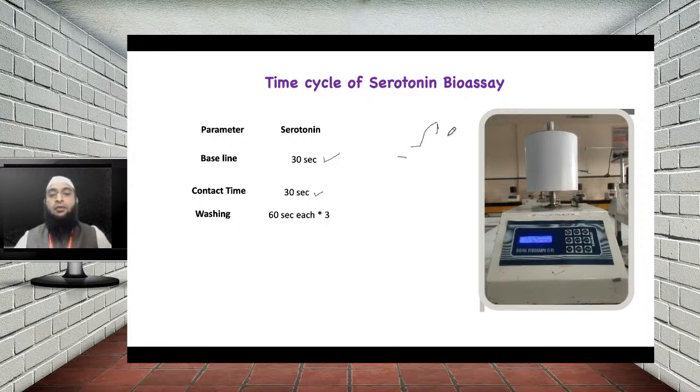Whenever you give each washing, you can see the reading coming down, and by the third washing it may come to the level where you started the experiment. So it will come to the baseline. The moment it comes to the baseline, again you can keep this load up, and you can keep the load up, or you can keep the load here itself.